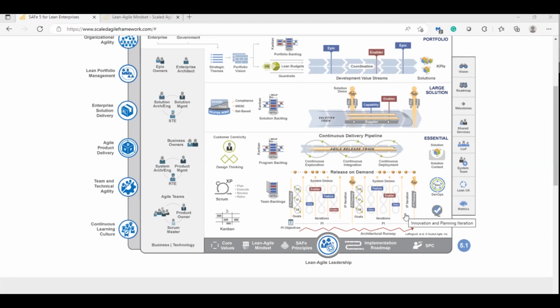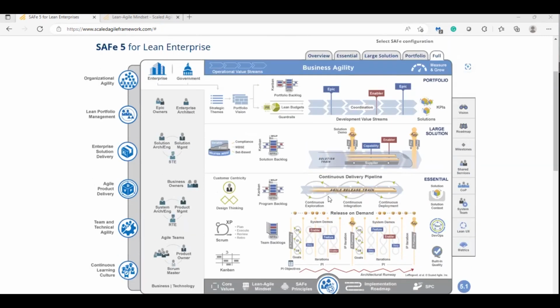We talk about the team in Scrum. Good. Here, we talk about the train. N number of teams joined together. Okay, I have one train. That is the capacity of the train, right? What is the capacity, minimum to maximum? 50 to 125 individuals.